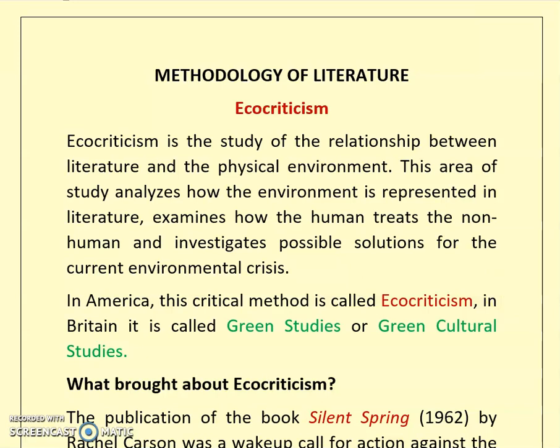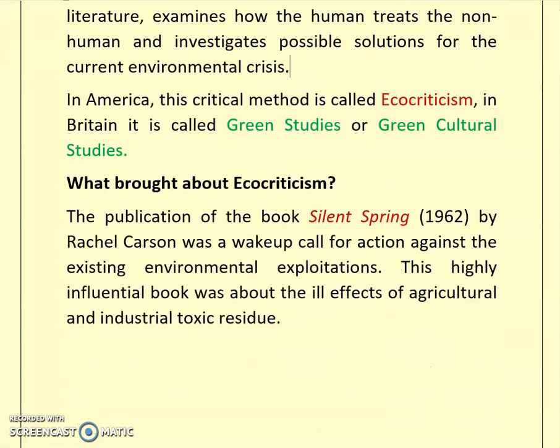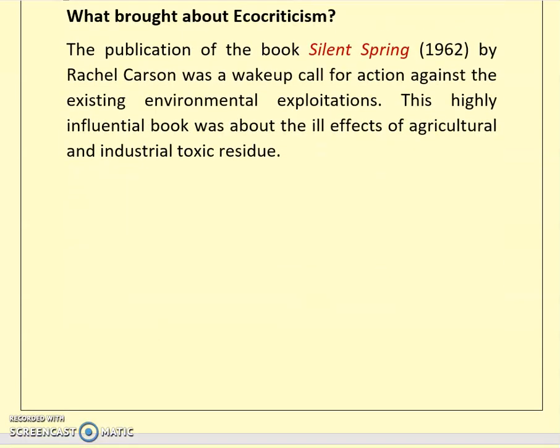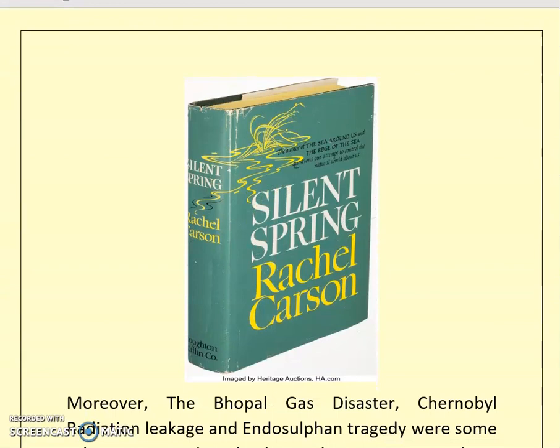So, what brought about eco-criticism? How did this branch of criticism originate? The publication of the book Silent Spring in 1962 by Rachel Carson was a wake-up call for action against the existing environmental exploitations. This highly influential book was about the ill effects of agricultural and industrial toxic residue. So, what brought about this awareness about environment all of a sudden? It was this particular book by Rachel Carson called Silent Spring, and this brought about a wide awareness about the environmental exploitation that was going on around us. This is the book, a highly influential book.